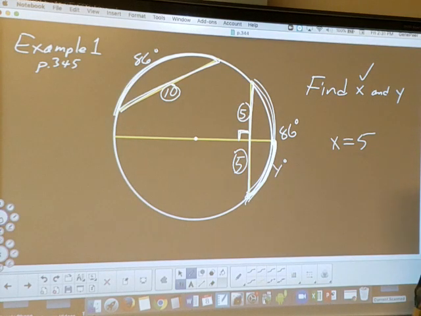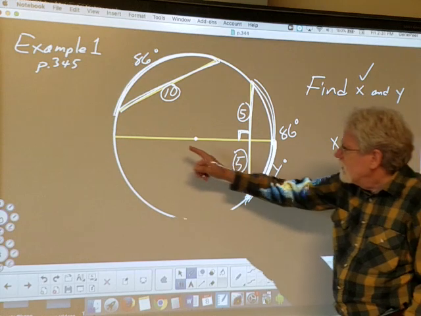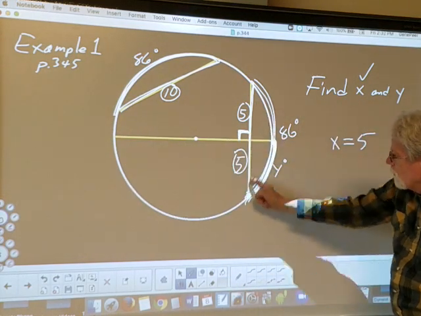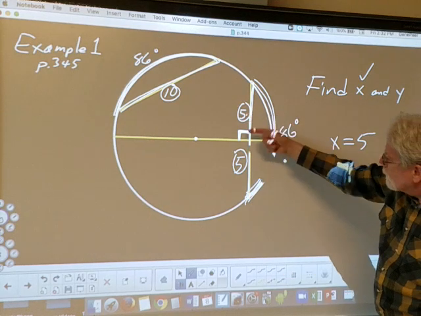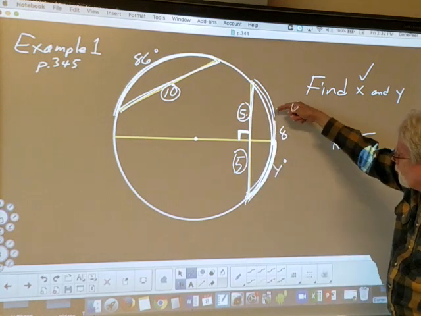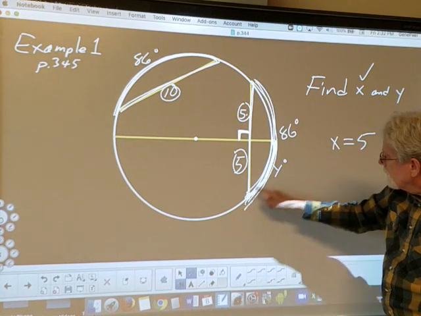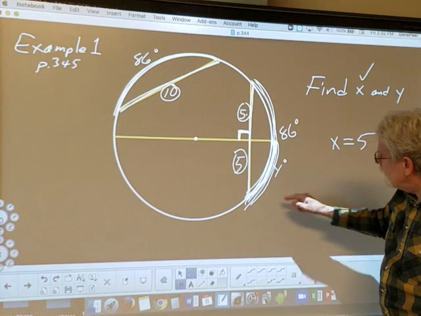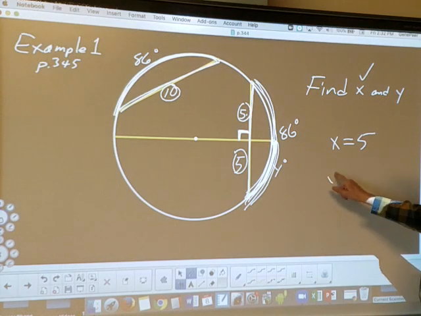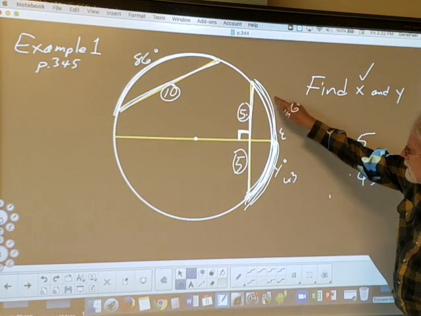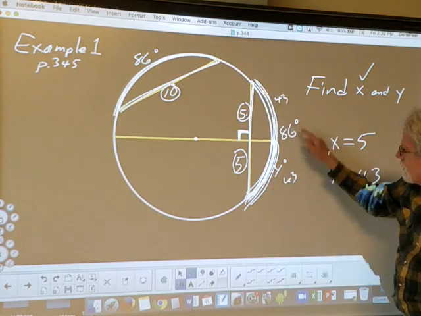Well, Theorem 9, did I say 9.5 earlier? It's 9.6, isn't it? Yeah, no, 9.5. Theorem 9.5 says also that when a diameter is perpendicular to a chord, not only is the chord bisected, but so is the arc. If the whole thing is 86, then one side of it has to be 43. So y is 43. 43 and 43 will give us the 86.